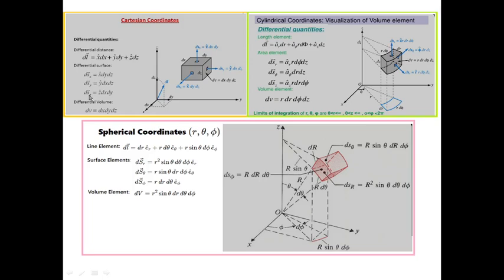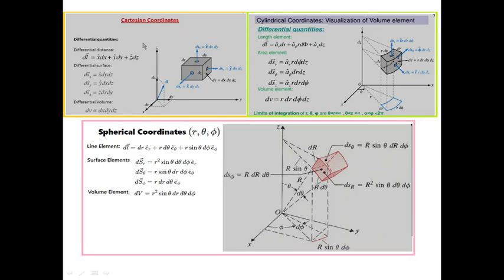Similarly, the elemental surface along z direction, that is ds suffix z, this arm is dx, this arm is dy, so the magnitude of the surface will be dx dy and then along z hat. Similarly, one of the surfaces will be in the bottom side, whose direction will be along minus z hat, and the magnitude will be dx dy. So 6 surfaces are there. Here you can write plus minus x hat dy dz, plus minus y hat dx dz, plus minus z hat dx dy. These are the 6 surfaces.